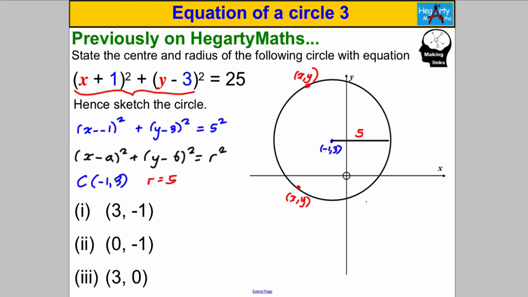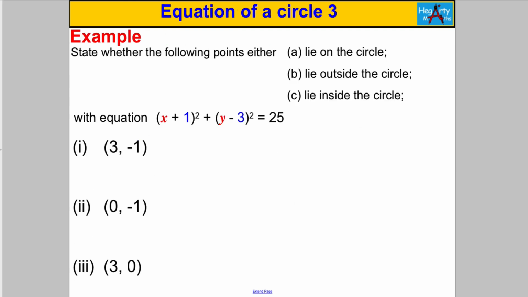So let's get straight on and do an example. I'm going to start off with the very question I just posed on the other slide. So for this circle and these points, I want you to state whether A, they lie on the circle, B, lie outside the circle, or C, lie inside the circle.